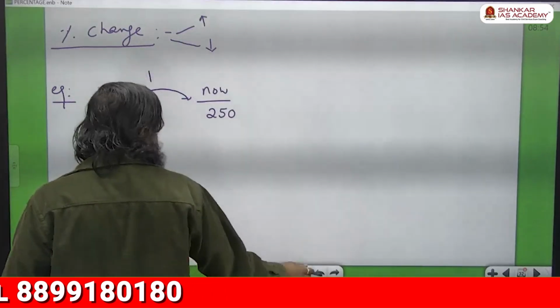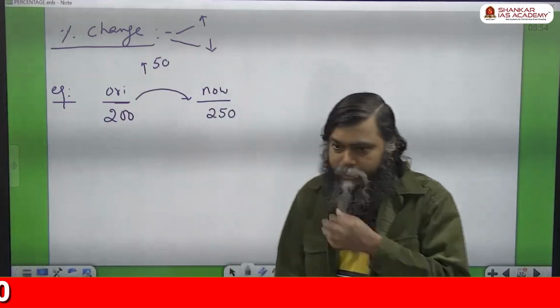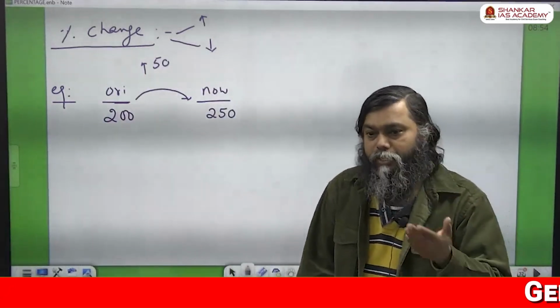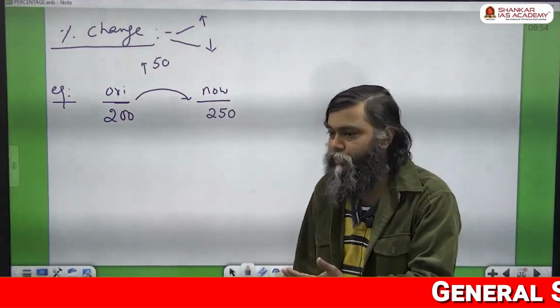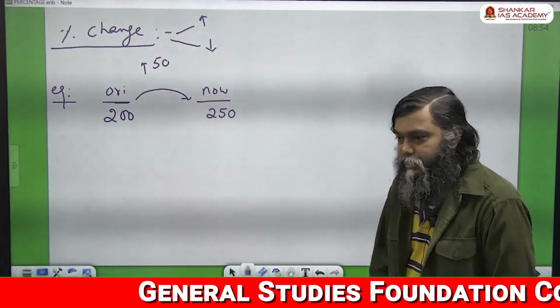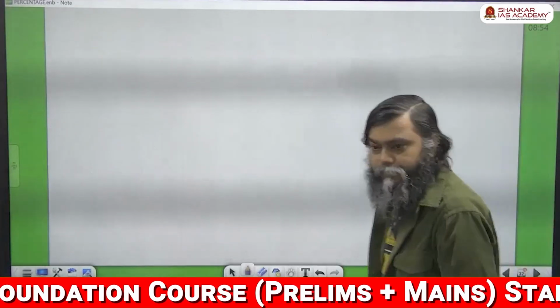So my income increased by how many rupees? 50 rupees. But the question asked, by what percent did your income increase? So I have to convert 50 rupees into percentage form. Understand this, boss? So how can I convert it? Listen very carefully. I will come to that point after one minute. Ready? Listen carefully.